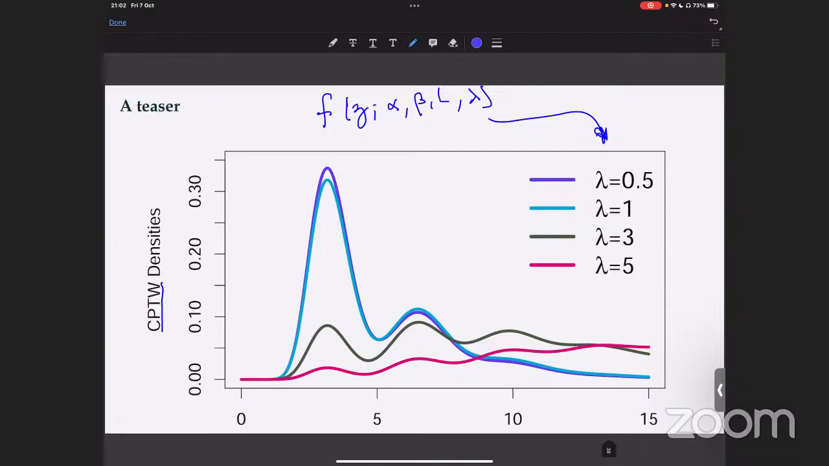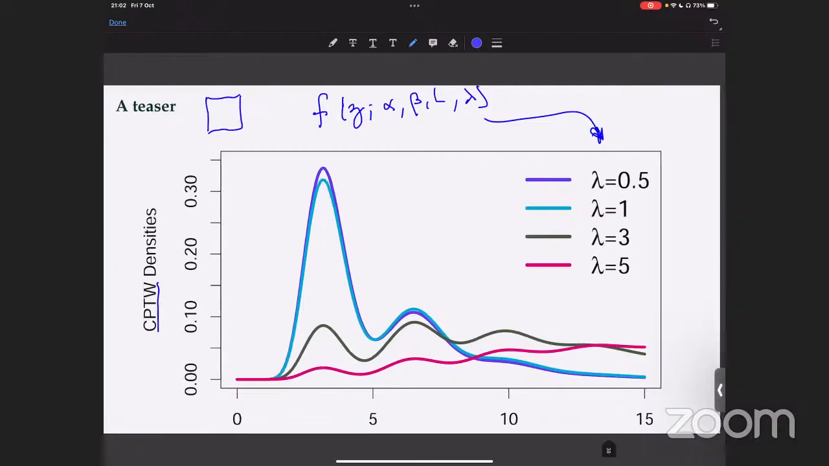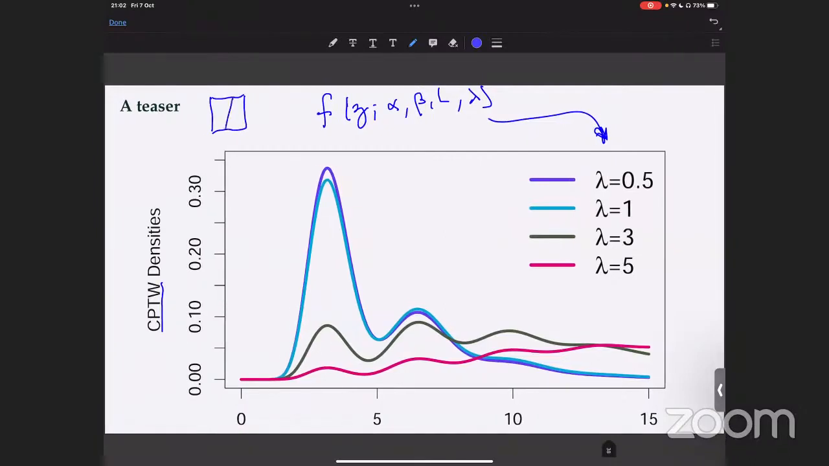High resolution SAR. In high resolution SAR, each pixel is likely to see, for instance, two types of targets, a dark one and a bright one, because the pixel is very small, so it can see details. Well, with this new model, with the CPTW model, we can describe this with a single distribution. It's a teaser. It's the kind of thing that I am working with all the time.